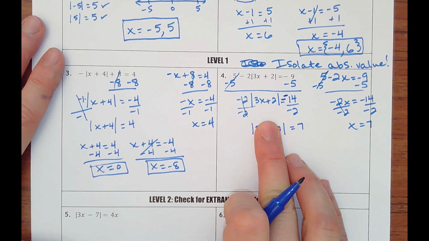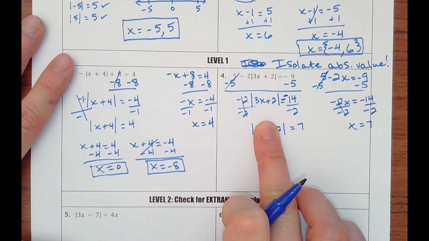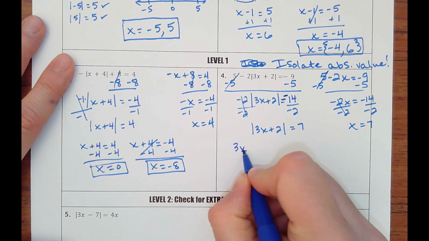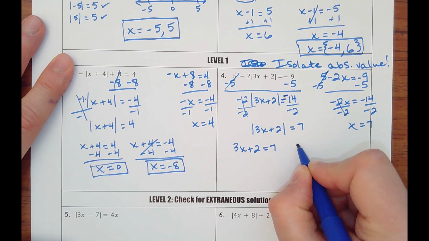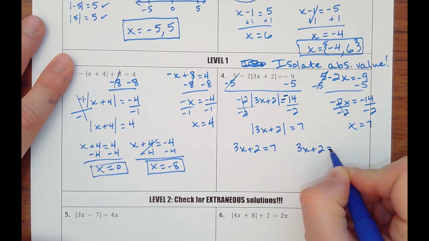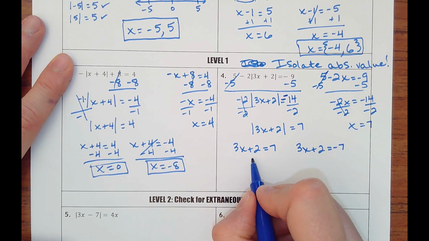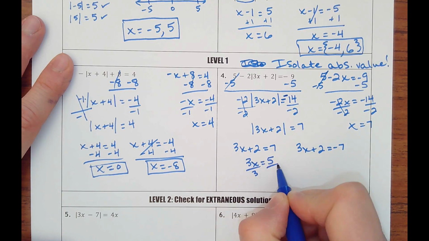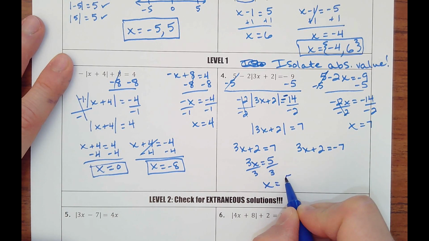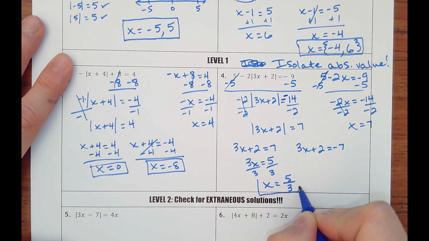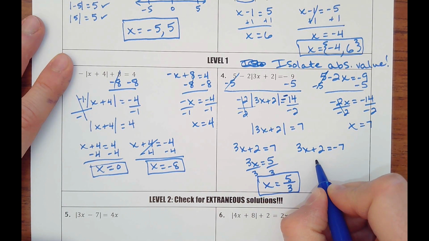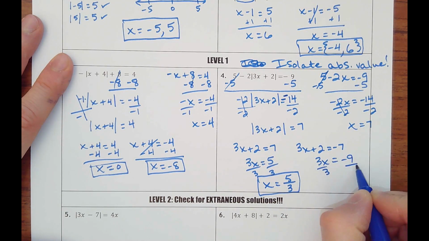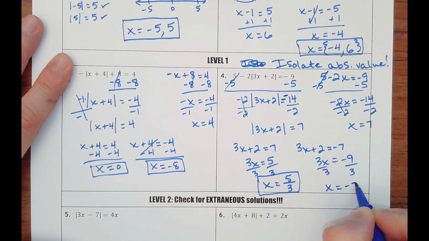So I'm saying that whatever's inside here, when I plug in a number for x, this should come out to be 7 or -7. So that I would subtract 2, that's 5 divided by 3. And it's okay to get fractions. So 5/3 is one of them. Subtract 2, that'd be -9 divided by 3. X is -3.